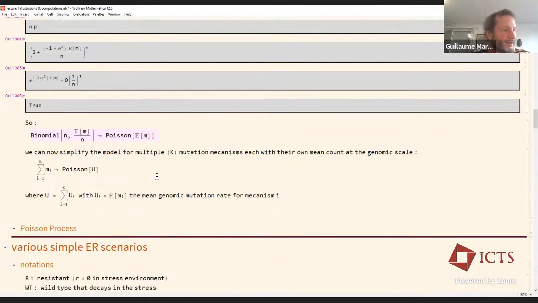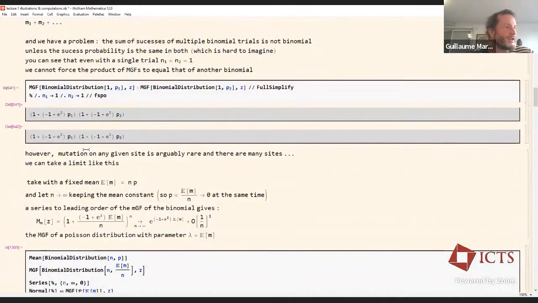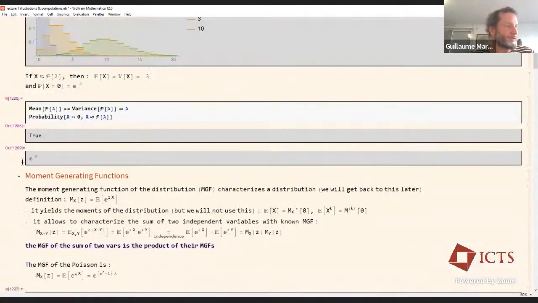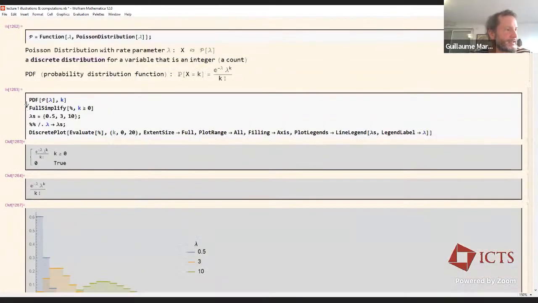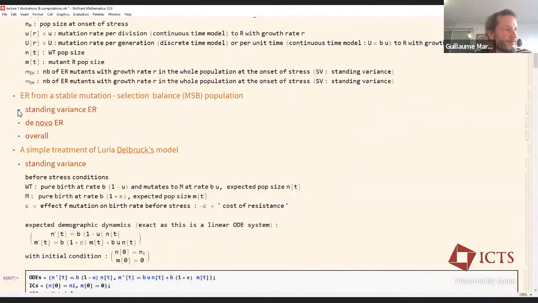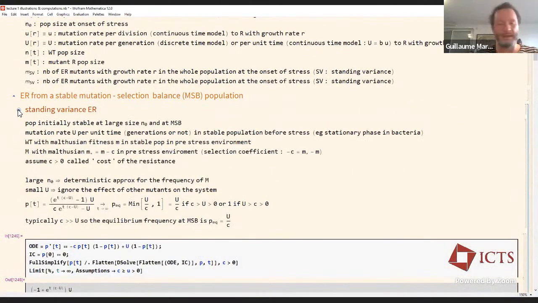And I don't have time. I wonder if I have time to do the first ER scenario, but we're going to do it. We're going to do it very fast, and you'll let me know if you have problems. So I'm going to switch back to my board.